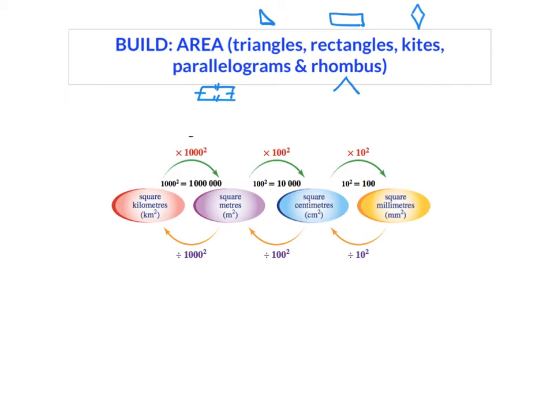So a rhombus sort of looks similar to a kite, like that. Okay, so we're going to be looking at finding the areas for that. So we will be using formulas. We need to make sure that when we do use them that the units are all the same.